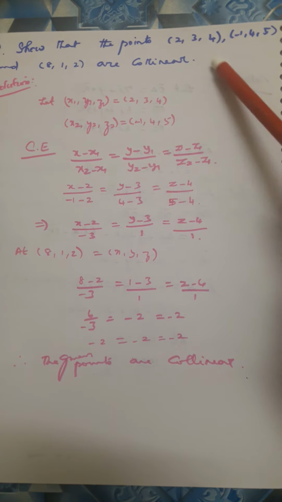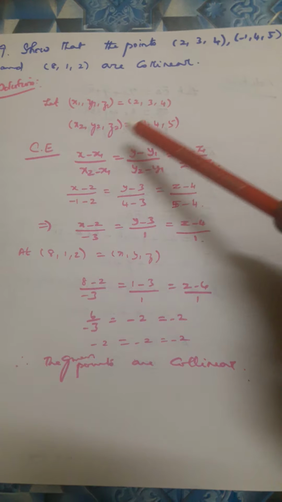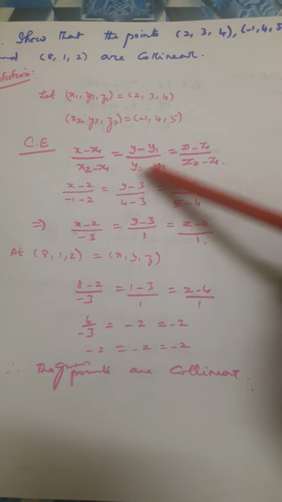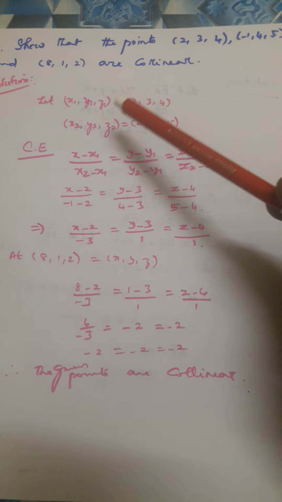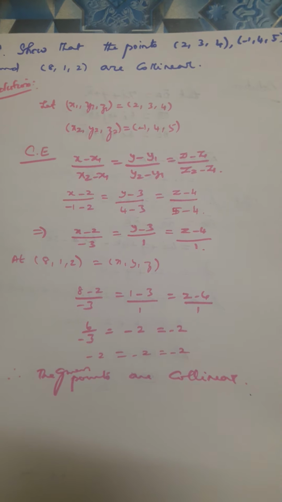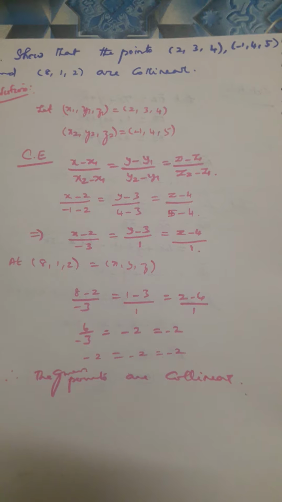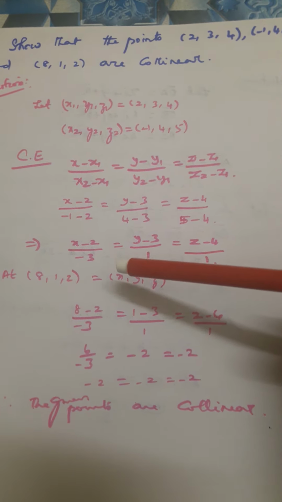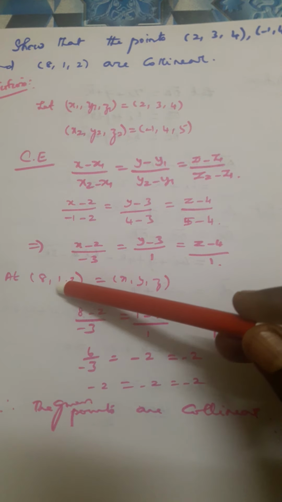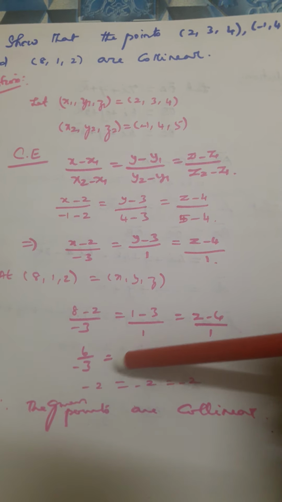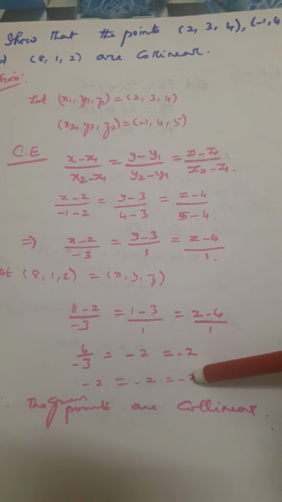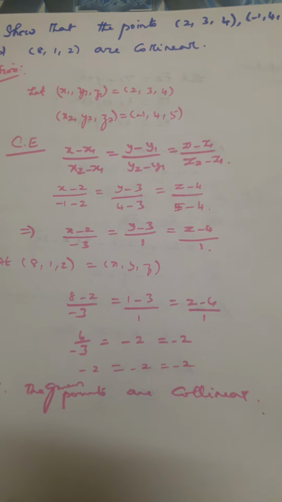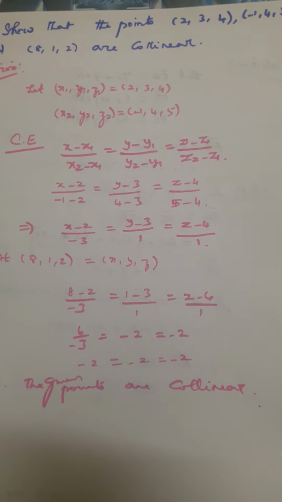So here your first point and second point I have taken using Cartesian equation. I am finding the equation of line. So in that you substitute the third one. I have taken the first two. You can take the second one and third one and substitute in the first one. You will get the same answer. So in the place of x, y, z, you substitute 8, 1, 2. You will be getting minus 2 equal to minus 2 equal to minus 2. Therefore the given points are collinear. Okay, that's it. So this is also one of the simple questions.